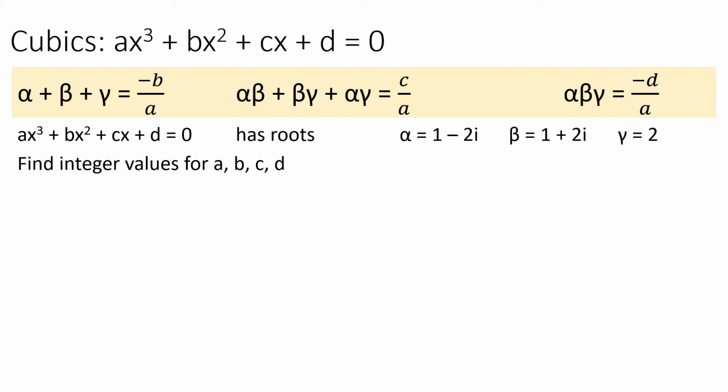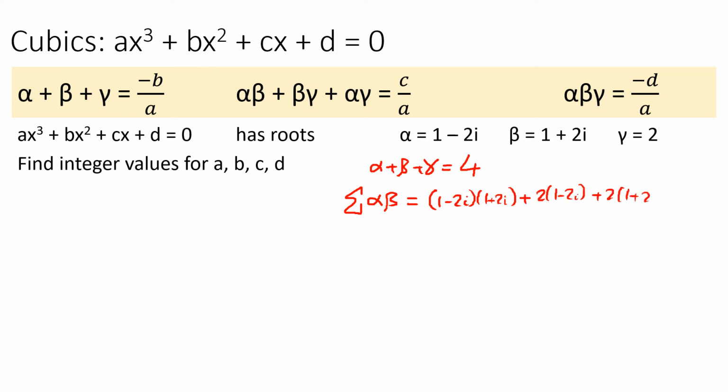So we know that alpha is equal to 1 minus 2i, so let's do the sums, shall we? So first, alpha plus beta plus gamma, that's equal to 1 plus 1 plus 2 is 4, and minus 2i and 2i cancel out, so that's just equal to 4. We also know that, and I'm going to start writing it in this form, that the sum of the alpha betas is equal to 1 minus 2i times 1 plus 2i plus 2 lots of 1 minus 2i plus 2 lots of 1 plus 2i.